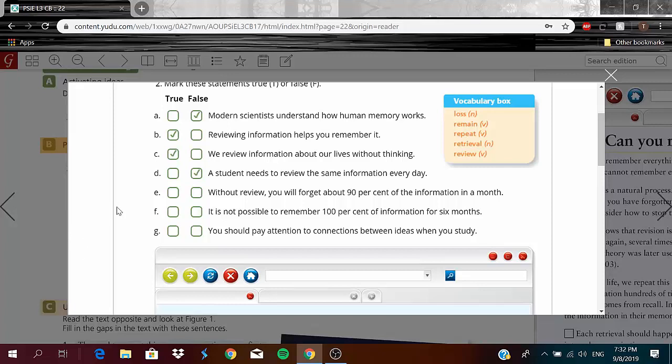Alright? Then we have E. Without review, you'll forget about 90% of the information in a month. What do you guys think? I say true. And why is that? Because after a month, only about 10% remains. That's why the 90% of the information is lost or forgotten.